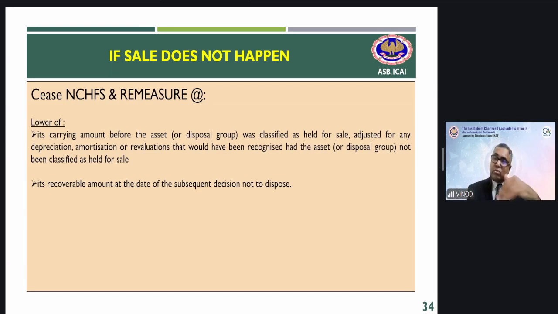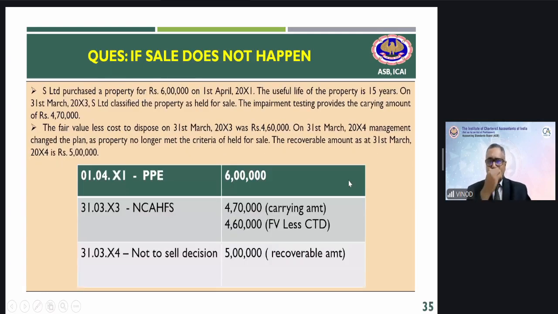So the accounting also, you have to go back to original as if held for sale never happened. So depreciation, amortization and all, go back to your books before held for sale accounting, continue as if held for sale never happened. That is what you have to do. We will do an example of that. So instead of talking, that will be more sensible. Have a look at this. Property is purchased in year 1 for 6 lakhs. Property has a life of 15 years.